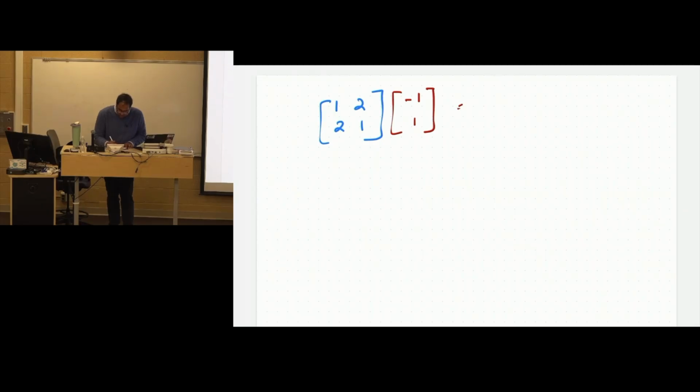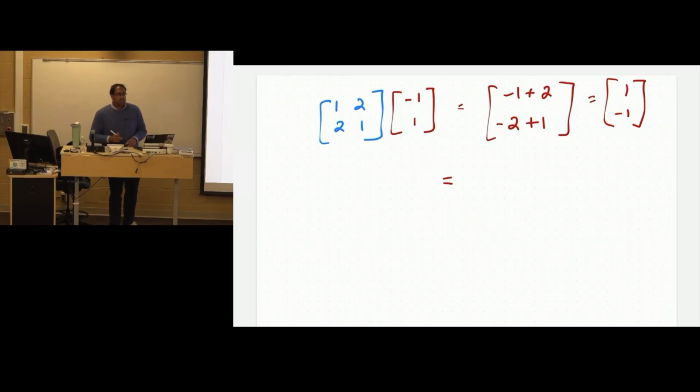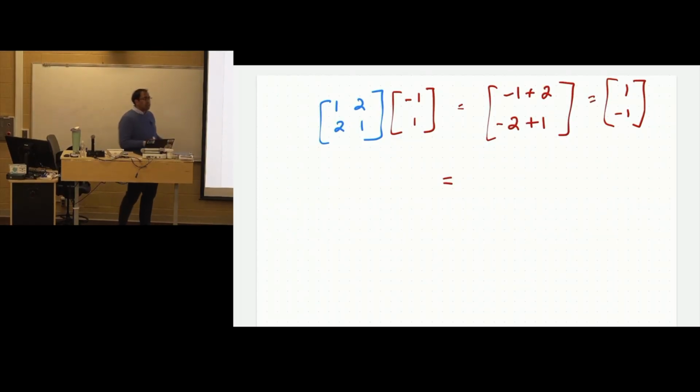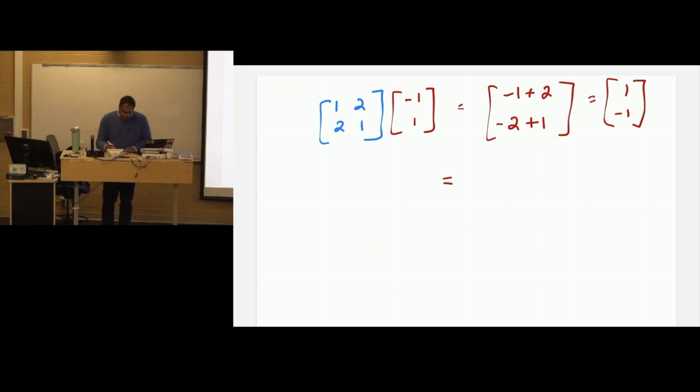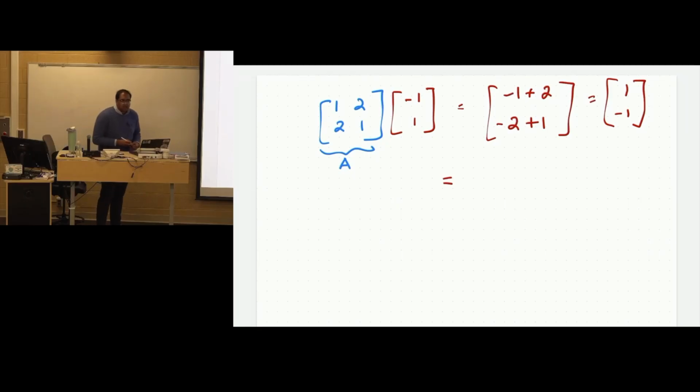What would this give me? Well, on the top I'd have -1 plus 2, and on the bottom I'd have -2 plus 1, which gives me 1 minus 1, which is telling me that what is an eigenvalue of the matrix? What is the corresponding eigenvalue? -1. Yeah, it's a little tricky because it looks like the same thing just shuffled around, but this is indeed just -1 times what I started with.